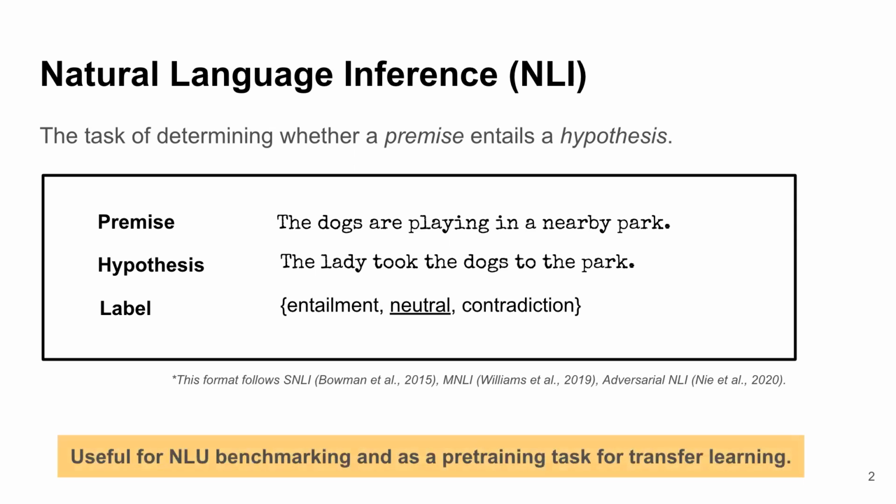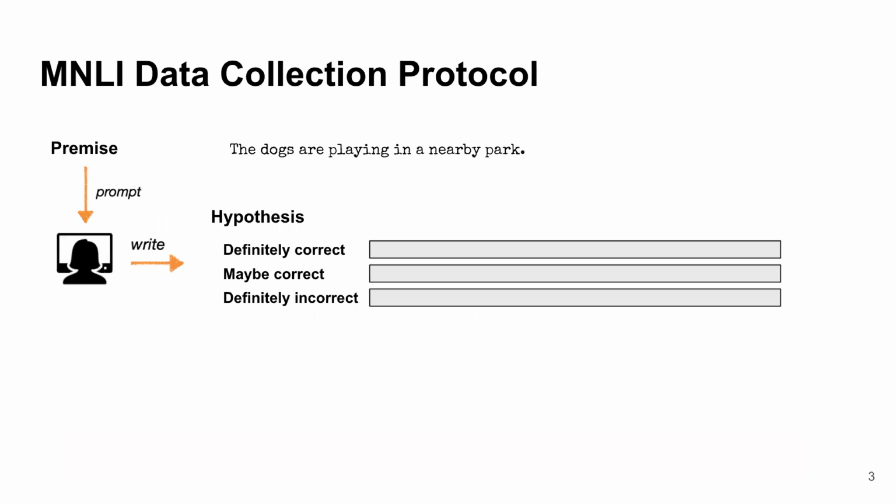In recent years, NLI data have been useful for NLU benchmarking and as a pre-training task for transfer learning. So let's now look at how these datasets are usually created. First, we sample premise sentences from a large unannotated corpus. We then give them to crowdworkers, who are asked to write three labeled hypothesis sentences, one for each entailment class. Usually for the evaluation set, there will be an additional validation process where different crowdworkers validate if the label is correct. And the good thing about this protocol is that it will naturally collect datasets with balanced label distribution.